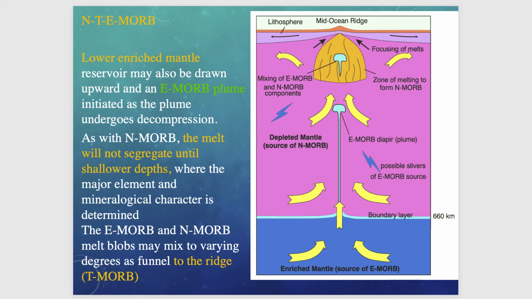So there are a variety of situations. This is just to highlight the complexity of the different types of magmas, and also illustrate where the source of enriched mantle is located, and the role that it plays in controlling the different composition of these melts.